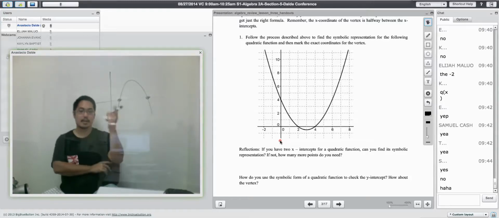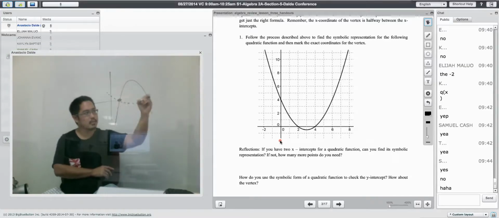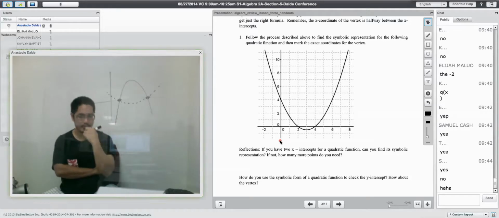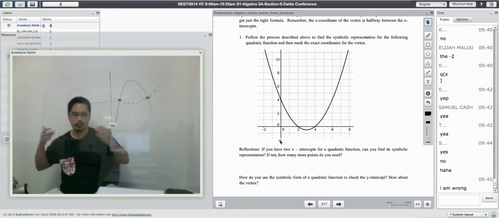Because that's not the parabola I was thinking of. I was thinking of this parabola. To be honest. So I hate to say it, Sam, but actually the answer is no. We can't just have two x-intercepts and figure out what the parabola is.